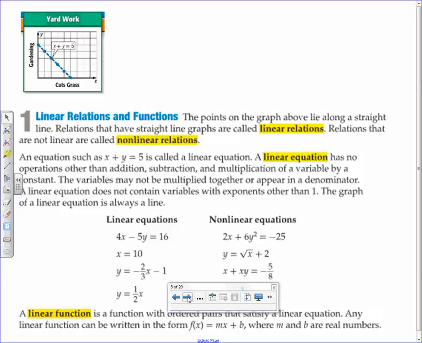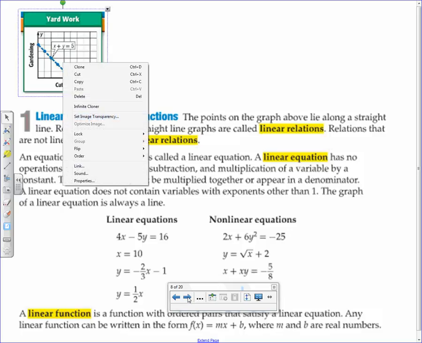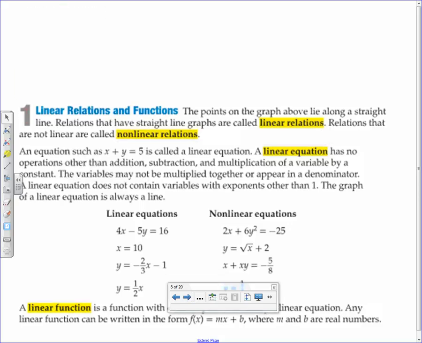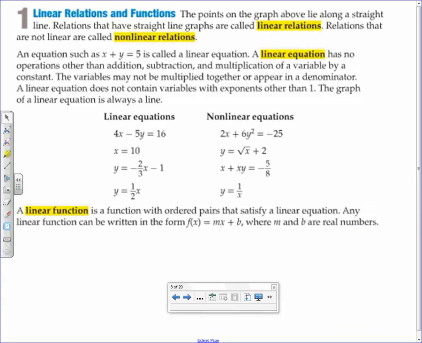What is the root word of linear? Line. Line, okay. So, line. Any equation that graphs and gives you a line is called a linear equation or a linear relation. Move this up so you guys can see a little better. All right, so you've got linear relations and you've got non-linear relations. Linear, non-linear. Okay? What do you think a non-linear is? It's not a line. Real simple. Perfect.